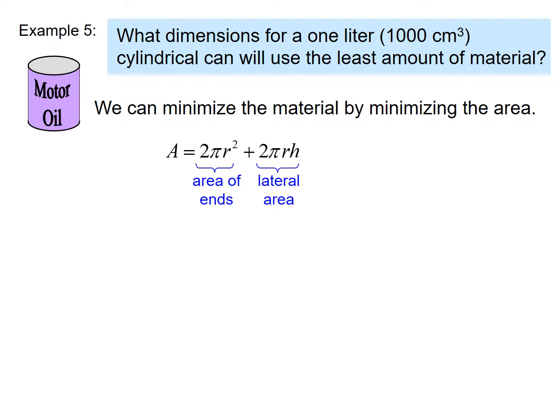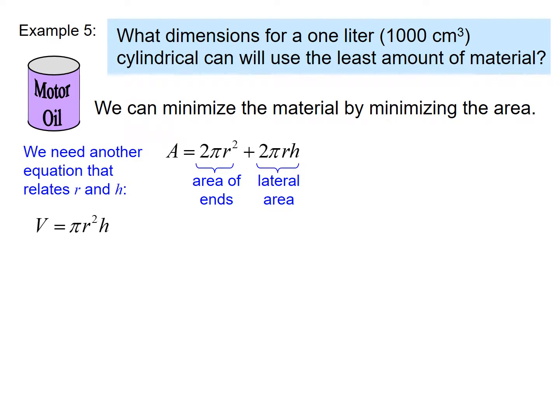Okay, so one issue we have now is we have two variables, r and h. So we need to find some way to get this down to a single variable. Whenever this happens, there's going to be some way you can use a substitution. And the additional information that we haven't used yet is that the volume of this can needs to be 1,000 cubic centimeters.